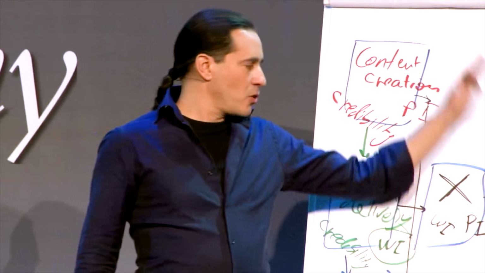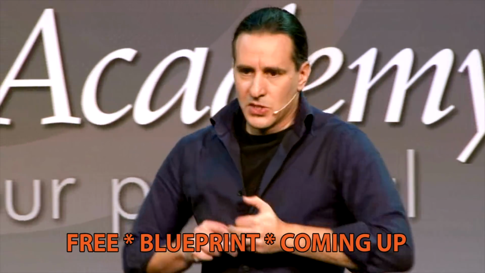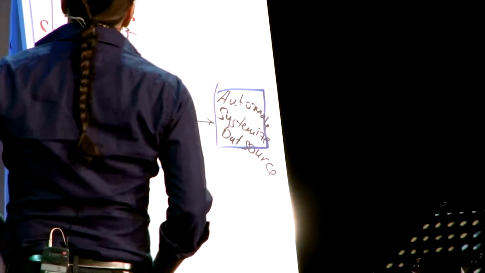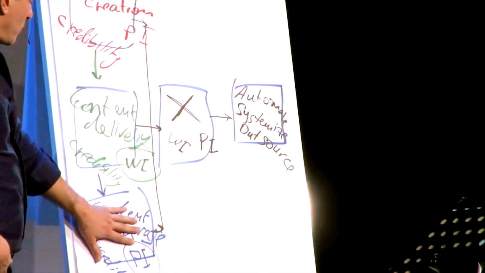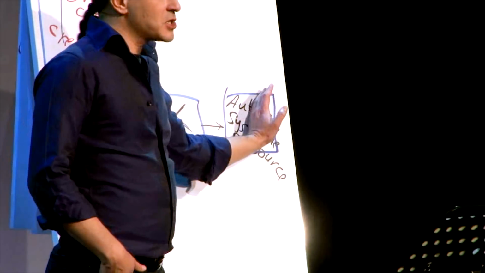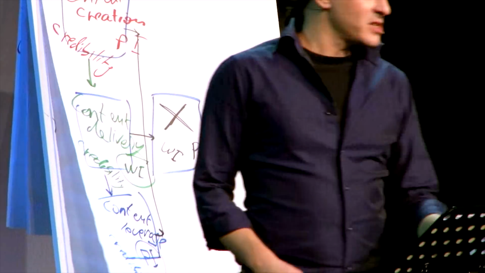This is where this whole system becomes a business and not just a practice or a one-man show. Systemizing, automating, outsourcing. And I will go now into details so you'll understand exactly what's happening. Okay, so this is content creation, content delivery, content leverage. This is the X factor, which multiplies everything that you created before, and this is where you make it into a business by automating, systemizing, and outsourcing.